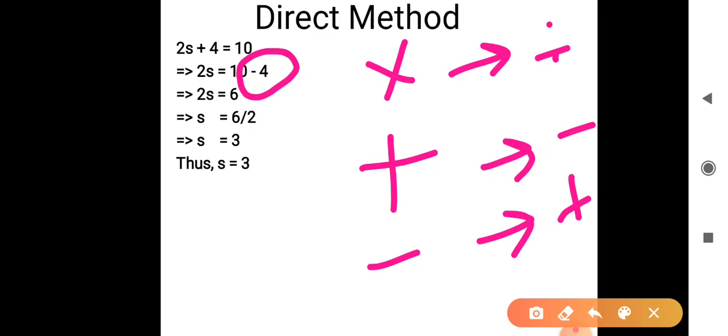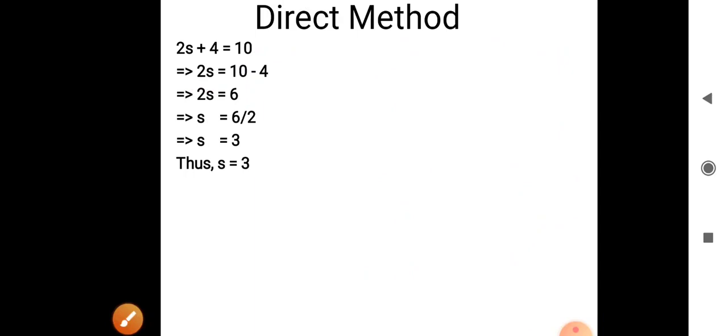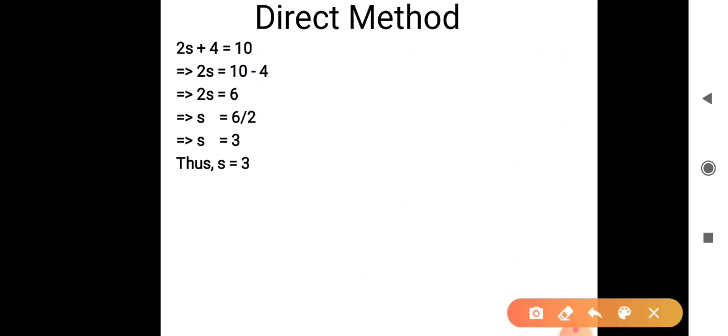So there are two conditions. First of all, make the variable or the term containing the variable isolated, alone, single, solo, whatever you want to say. And then whenever you will be shifting the numbers or any other terms, change their signs. Alright. So what we have got here? Twice s is equal 10 minus 4, which gives you 6. So twice s is equal 6.